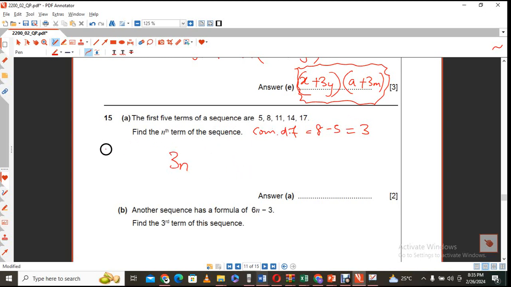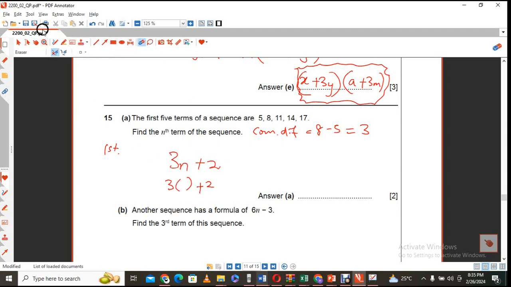Now let's take the first term. We know that the first term is 5, but if I say 3 times 1, I get a 3, but I'm supposed to get a 5. So what am I adding here? I should be adding a 2. So let me see if this rule works if I was to use anything else. Okay, so let's say we are using the second term, 3 times 2 is 6, and we add 2. 6 plus 2 gives me 8. All right, it seems to work.